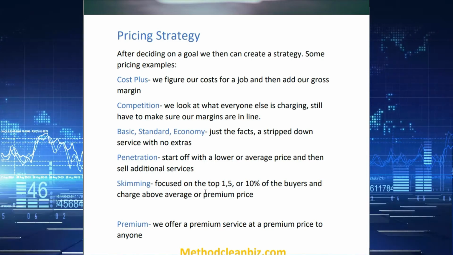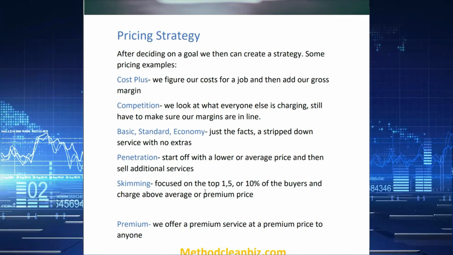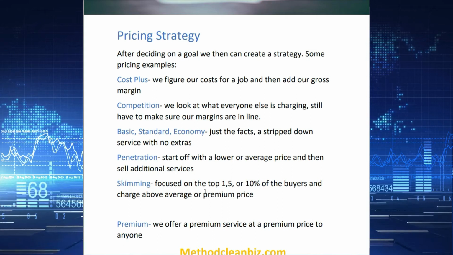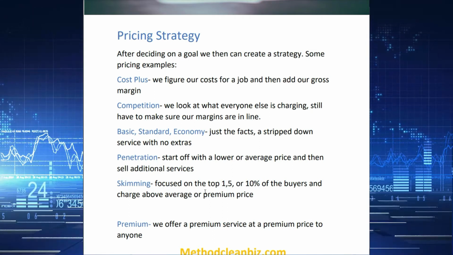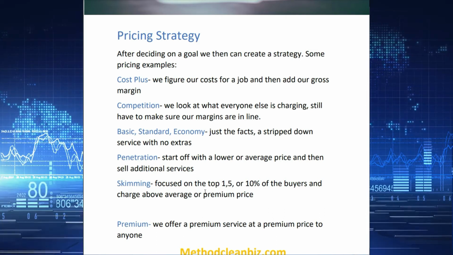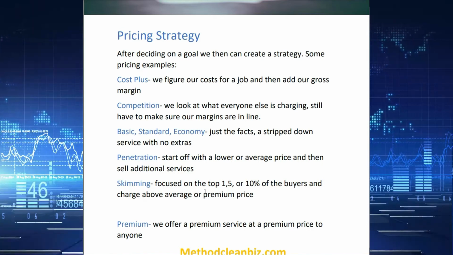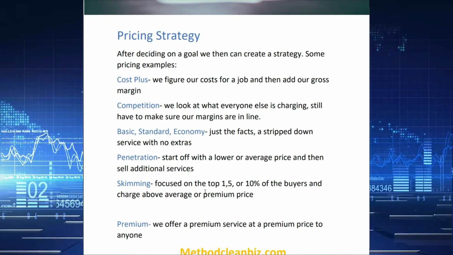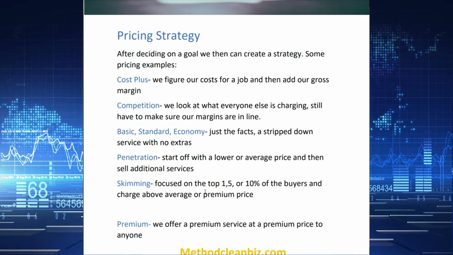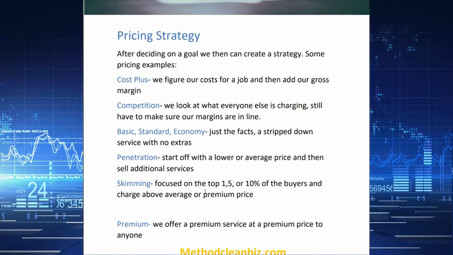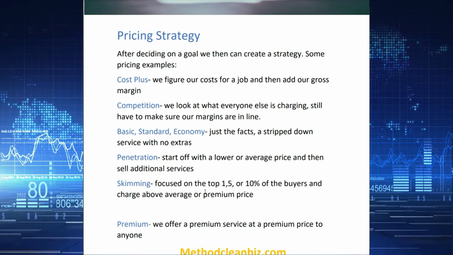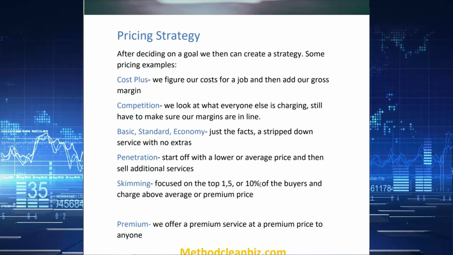Skimming is focused on, I want the top 1%, 5%, 10% of the buyers, and charge an above average or a premium price. So let's say, for argument's sake, there are 30,000 businesses in your market, and you're going to say, okay, well, I'm going to skim. I don't want to provide service to everybody. I'm going to target, out of those 30,000 businesses, the top 10%, the 10% largest businesses. That's all I want. And so that would be 3,000 businesses.